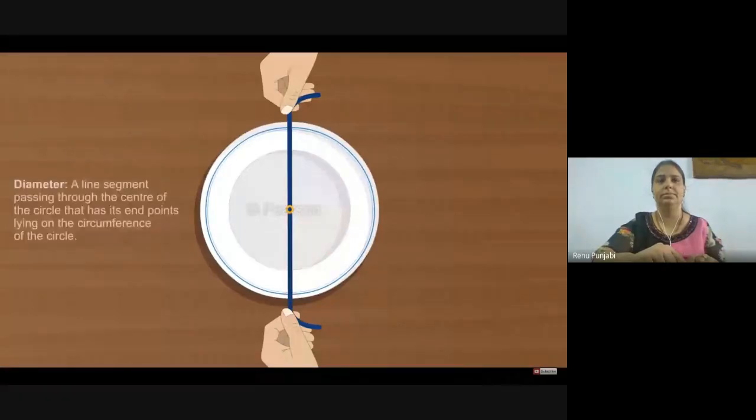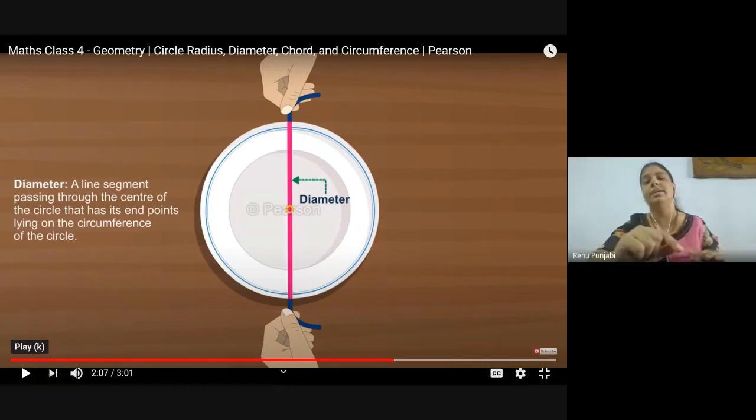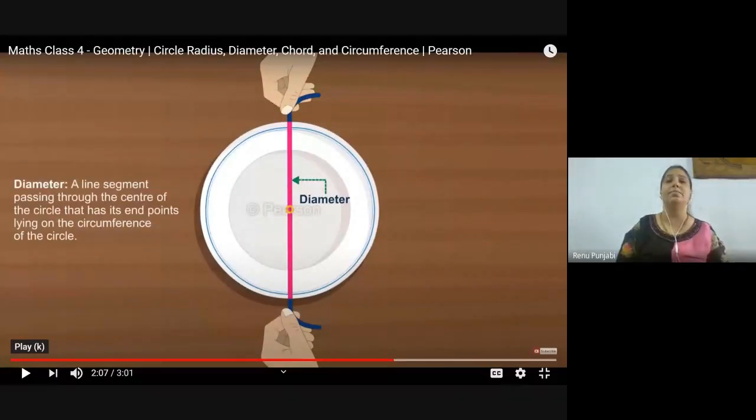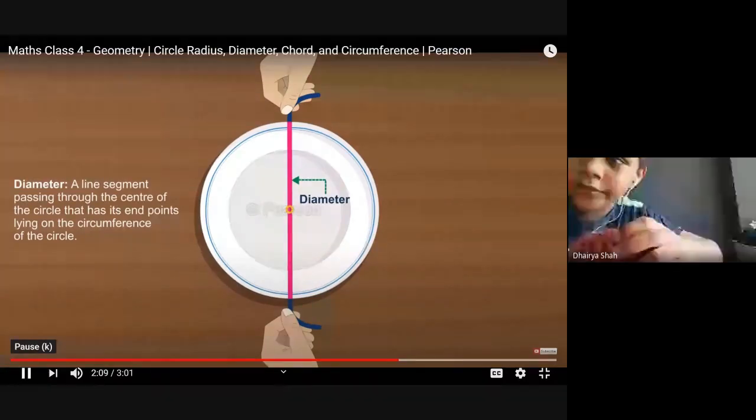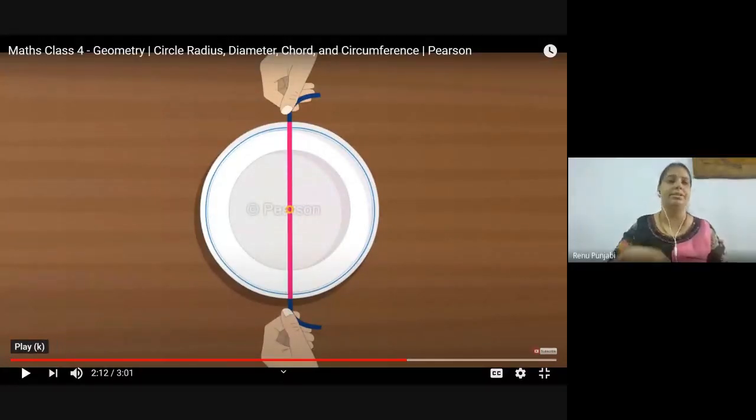When a line segment passes through the center of the circle, such that its end points lie on the circumference, it is called the diameter of the circle. This way you will measure your plate's radius, diameter and chord, because your plate is in a circle shape. That's why I told you to bring a plate in your life class to do the activity so that you may remember it. What is the diameter, how to measure the diameter of the circular objects, what is the radius, what is the chord, and how to measure them also. Ma'am, we have to write the measurements in the notebook. When I tell you to start measuring, then you have to write.